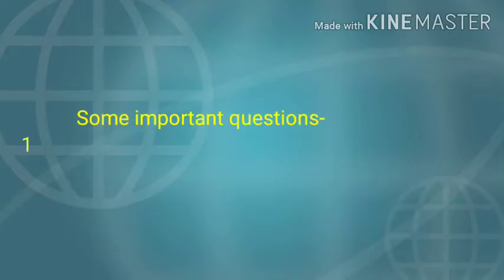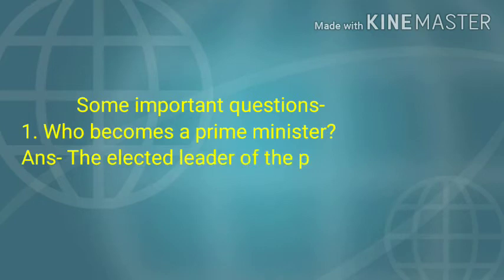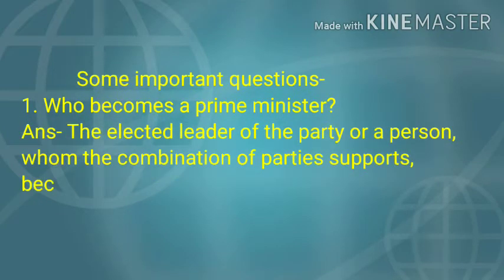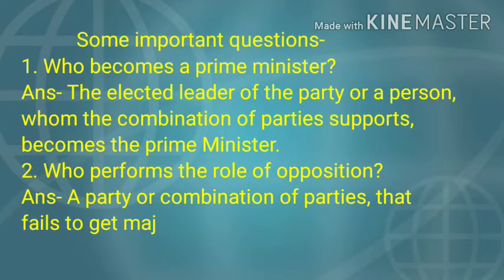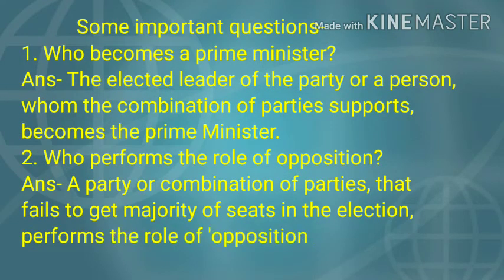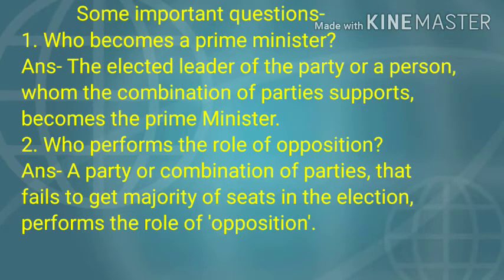Now some important questions. Who becomes a Prime Minister? Answer. The elected leader of the party or a person whom the combination of parties supports becomes the Prime Minister. Question number 2. Who performs the role of opposition? Answer. A party or combination of parties that fails to get majority of seats in the election performs the role of opposition.